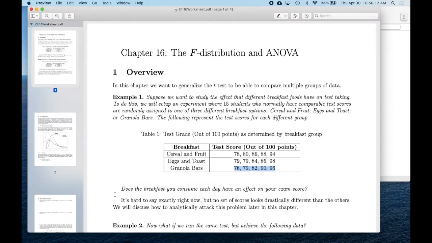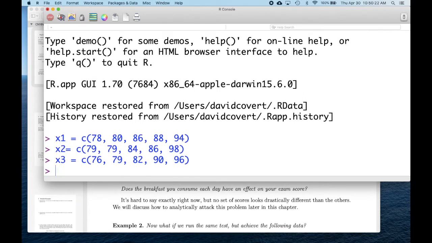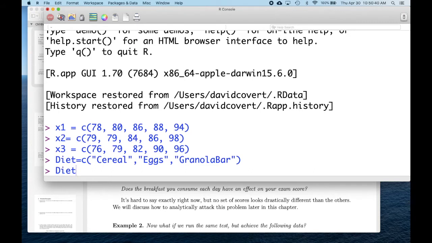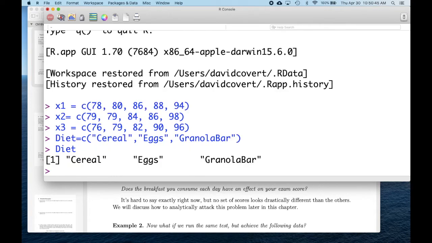And I want to construct a data frame that groups these data sets to the different breakfast values that we have. So I'm going to define a string here where the first value is cereal, the second one is, say, eggs, and the third one is a granola bar. When I put quotation marks around the word, this is just going to be a string of characters, meaning just words. So they're not numbers, they're just characters.